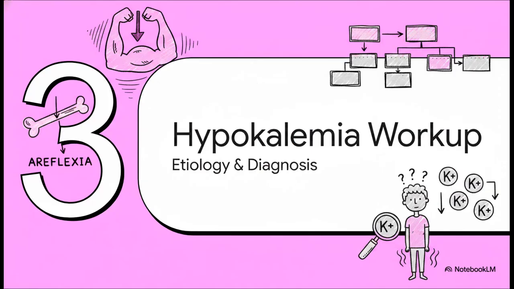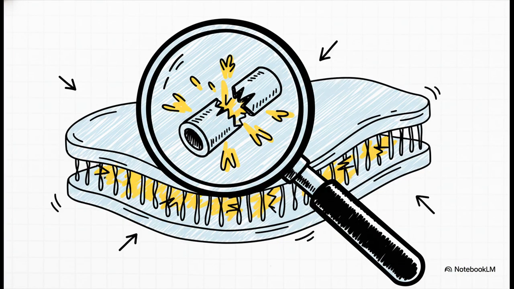Section 3. Hypokalemia, etiology, and workup. Let's anchor this diagnostic pathway with a classic clinical scenario. Imagine a 34-year-old male with acute bilateral areflexic flaccid quadriparesis, but it's sparing the cranial nerves. When a patient presents with intermittent profound weakness like that, it demands an immediate potassium workup.